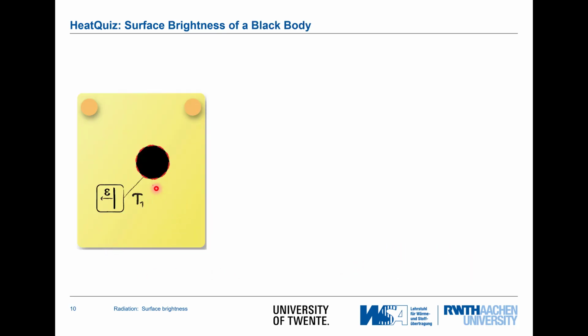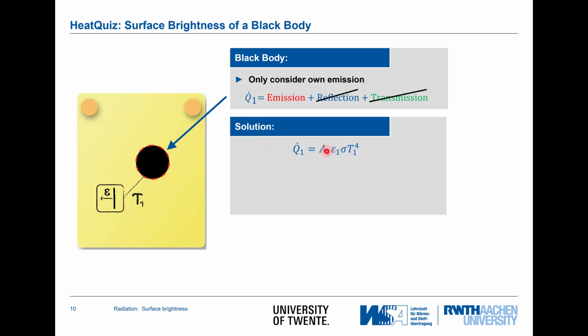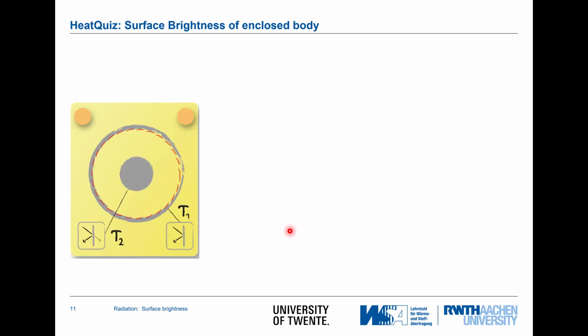Now here we have to determine the surface brightness of this object, a black body which is just emitting. So we only consider own emission. This means reflection and transmission are gone, and then it's just A1 epsilon 1 sigma T1 to the power of 4. As we know that's a black body, we could also take this epsilon 1 out, and it's just A1 sigma times T1 to the power of 4. Do not forget the area to be put in here. So that's the black body.